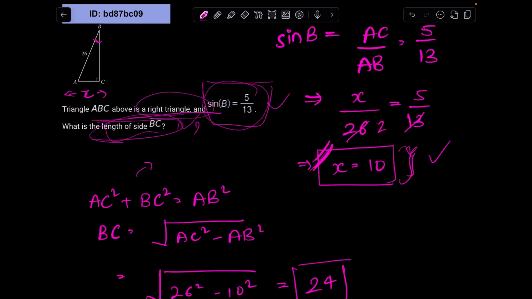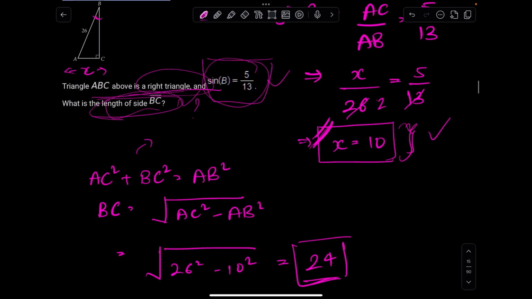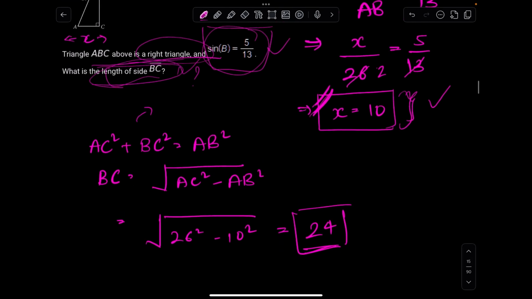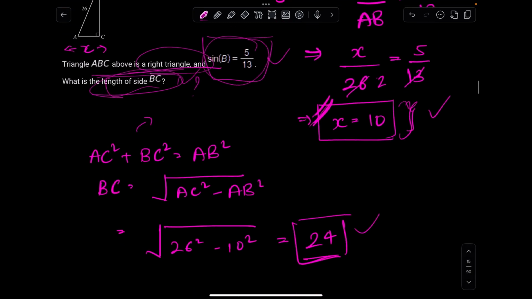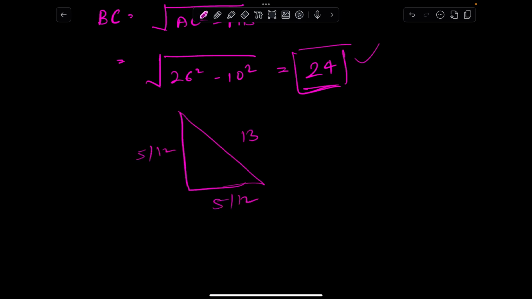Now we're going to use the Pythagorean theorem. AC square plus BC square is equal to AB square. Solving this, we get 24. This is also a famous Pythagorean triplet, where the hypotenuse is 13, and these two sides can be 5 or 12, or 12 or 5.